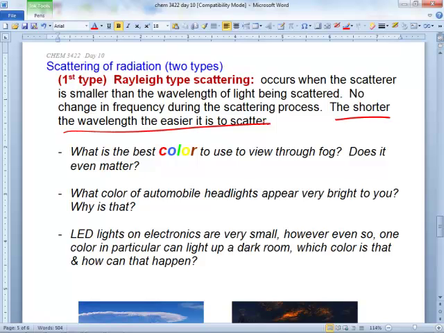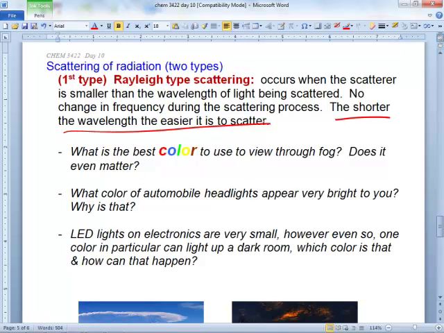Now, the color that you're using on your fog lights, do you want it to penetrate the fog? You want to penetrate, you don't want it to be backscattered on you. So you'd pick the longest wavelength, right? Would be red. The problem with red is what? Red would penetrate definitely the deepest and the farthest. How sensitive is your eye to red?